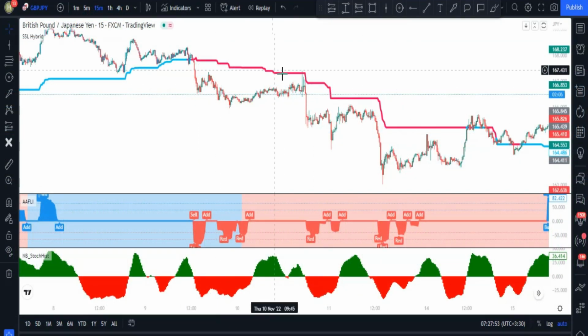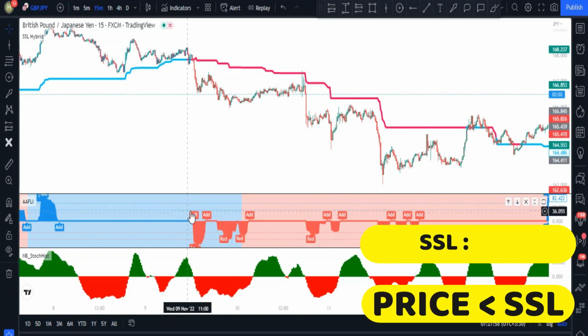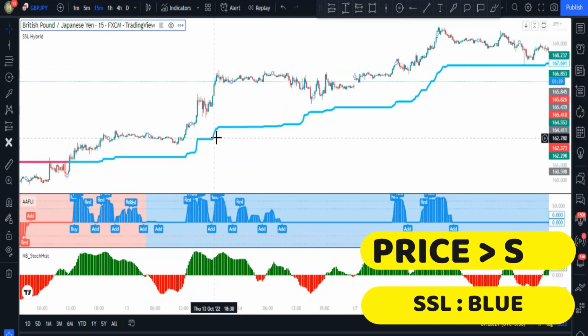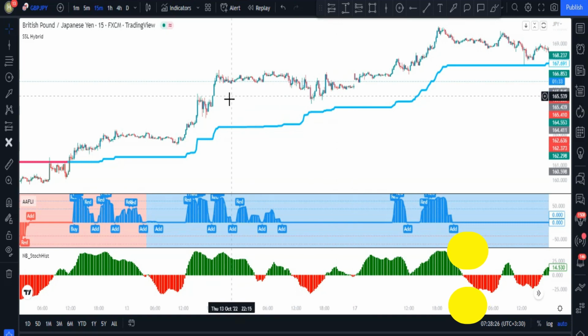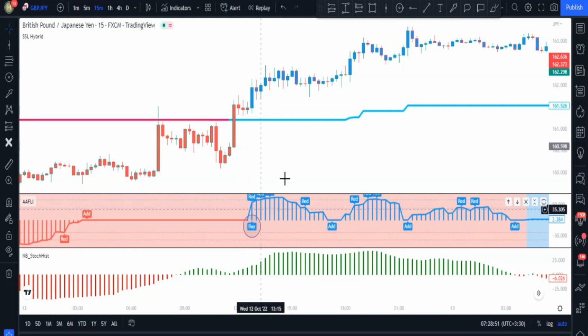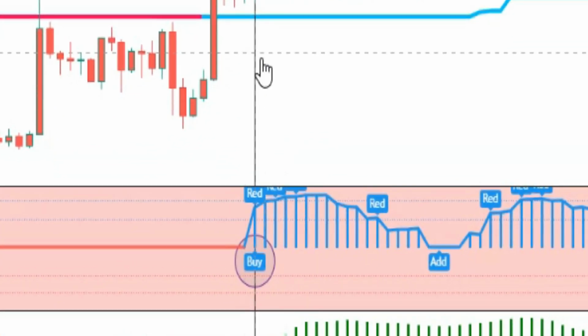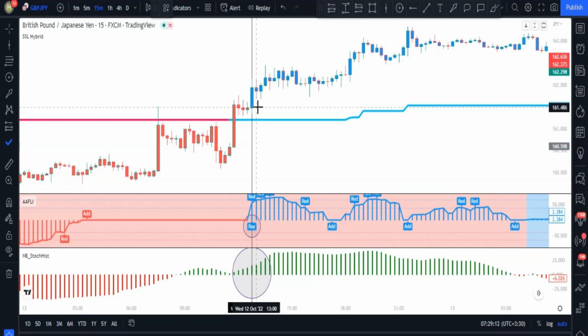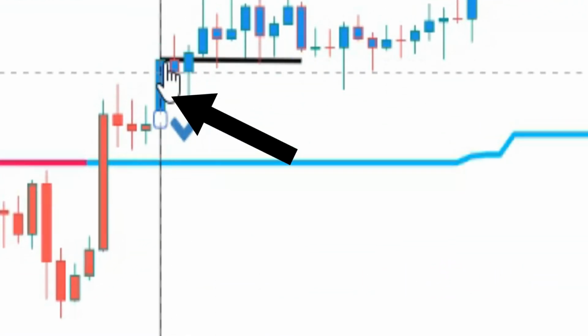So whenever the price action is below the SSL hybrid and the SSL hybrid is red, we only take sell signals. And whenever the SSL hybrid is blue and the price action is above the SSL hybrid, we only take buy signals. So let's understand the exact trading rules. For a buy signal to be valid, the following conditions must be met. First, we need a buy signal by the angle attack indicator, and for the confirmation, the stochastic histogram indicator should be green, and for the last condition, the SSL hybrid should be blue and it should be below the price action. So when all these conditions are met, our long signal is confirmed and we can place our buy order at the close price of this candle, which is our trigger candlestick.